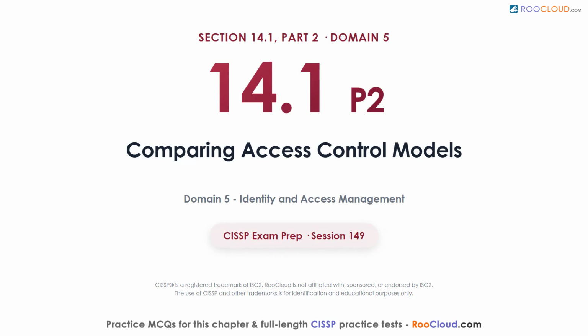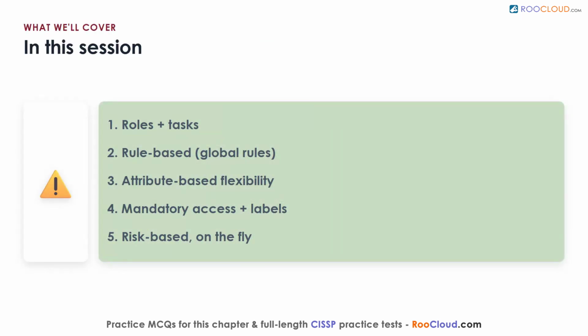Welcome to Section 14.1, Part 2. This is the 149th session of the CISSP Exam Prep series. This part continues our tour through the access control models. In this session, we'll finish the family of models.